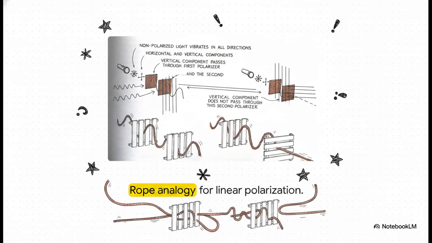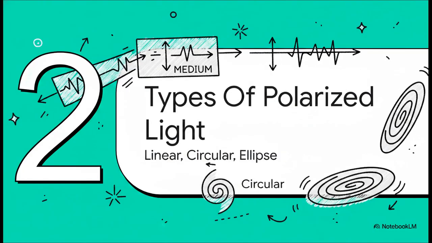To really visualize this, break the fourth wall with me for a second. Imagine you're holding a rope that passes straight through a wooden fence. If you send unpolarized vibrations, waving the rope around in all random directions, through a vertical grate, only the vertical vibrations are going to pass through. The horizontal movements get completely blocked. And guys, that is exactly what a polarizer does to unpolarized light. It acts just like that wooden grate, filtering out all vibrations except the ones aligned with its specific transmission axis. Samjhe? Great.